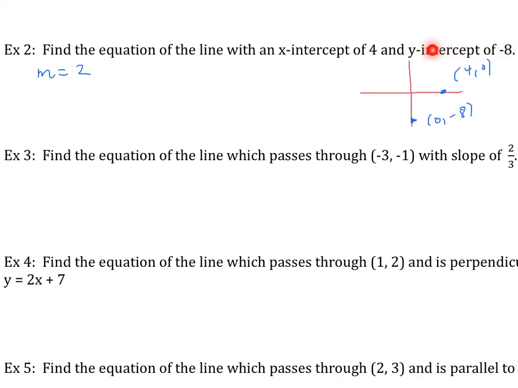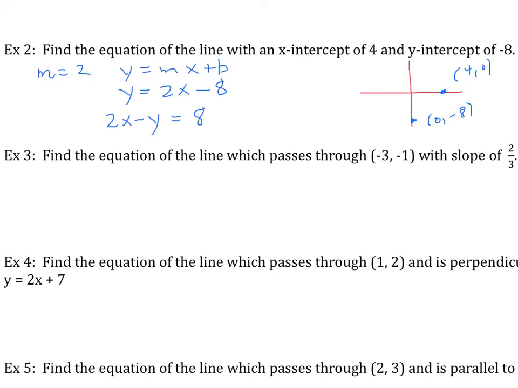Now, y-intercept of -8, this is a gift. Y-intercept of -8, that is the point that we were given. So we can start with slope-intercept if we wish. So I'm going to plug in 2x minus 8, but this is not in standard form. If I wanted this in standard form, I would subtract the y over to the right, add 8 over, and you would end up with 2x minus y equals 8.